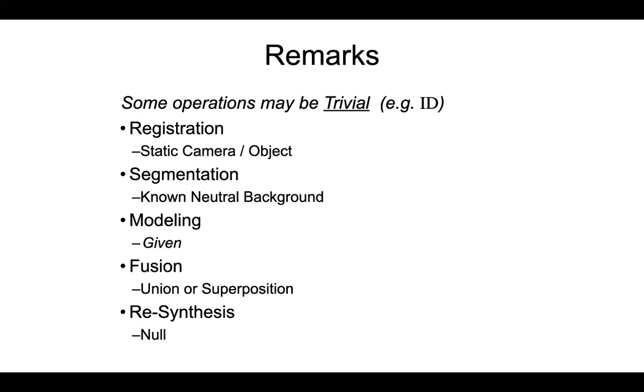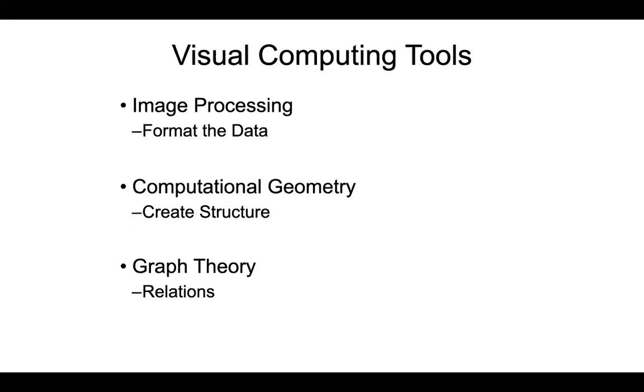And then modeling, you can actually have your model beforehand, and impose your model on the image collection. So it could be given. Or fusion can be something trivial. For some applications, you may just combine the things together. And resynthesis, you don't need to do resynthesis all the time. So for some applications that will be a no operation. So in some of these things, the operation will be trivial, like identity, and some others will be something that's not going to be there, right?